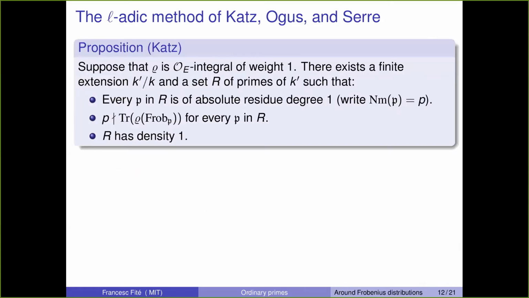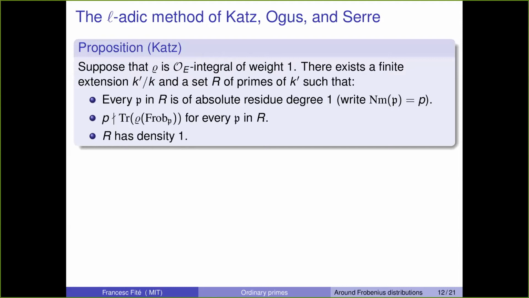Good. So now I can explain to you the two parts of this elliptic method of Katz, Ogus, and Serre that's written in some paper by Ogus, but he attributes the first part to Katz, and then Katz says that this was explained to him by Serre. So let's call this the method of the three of them.